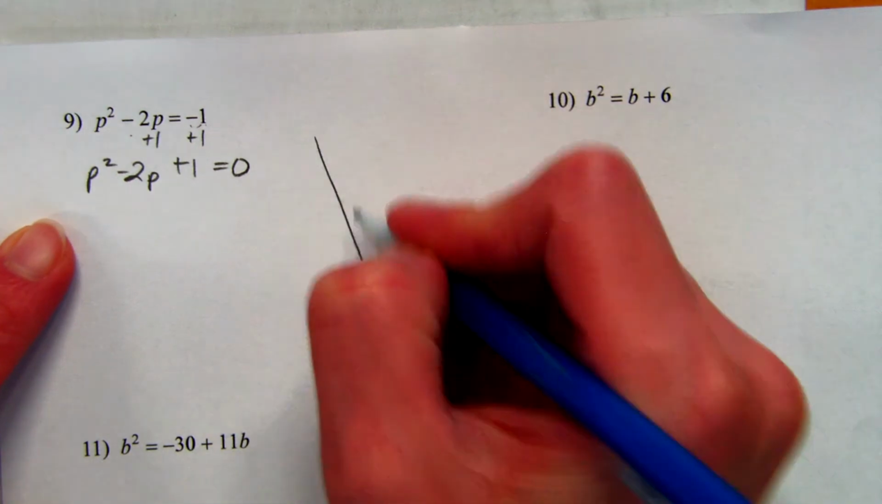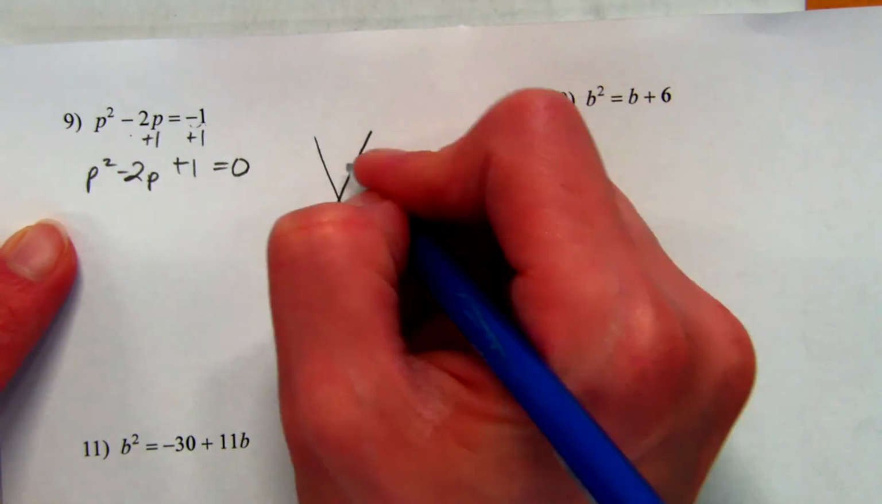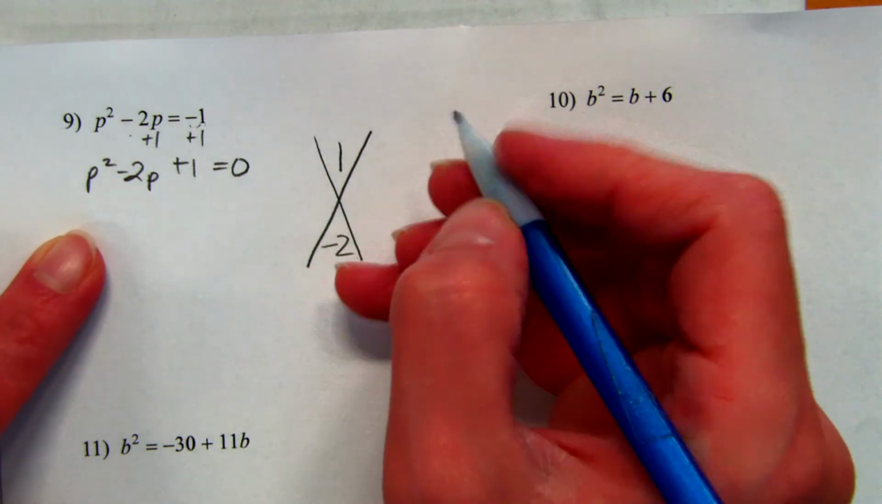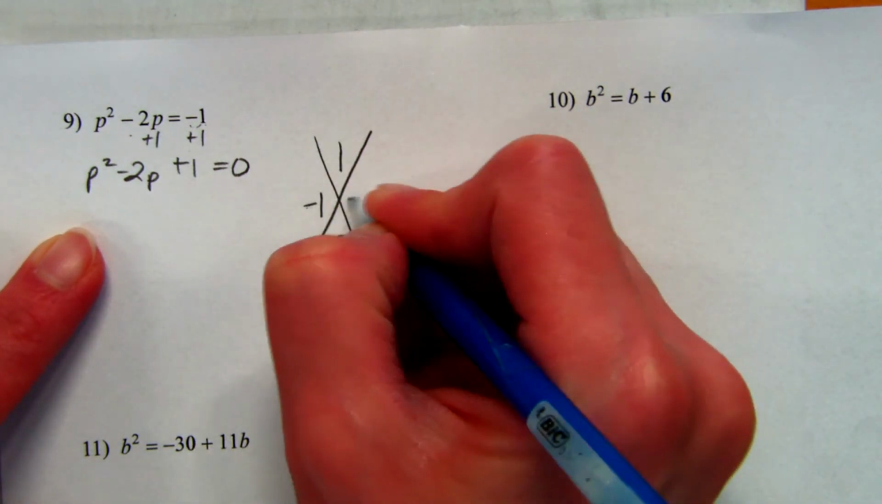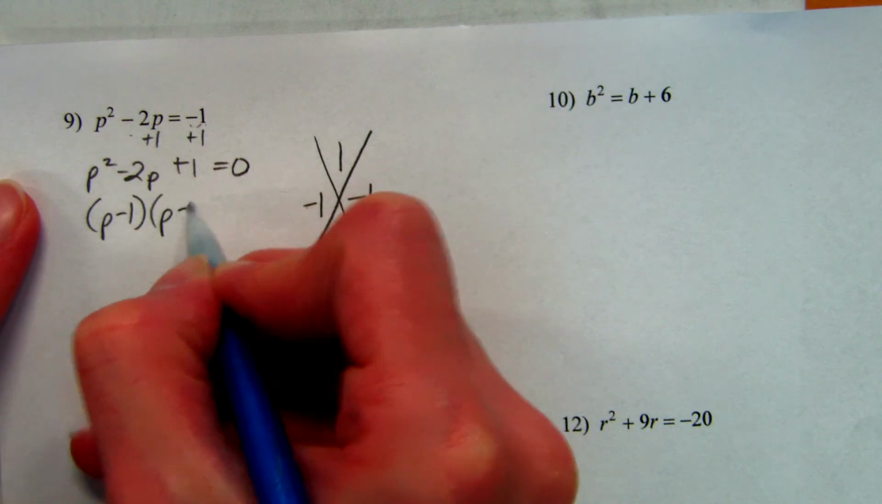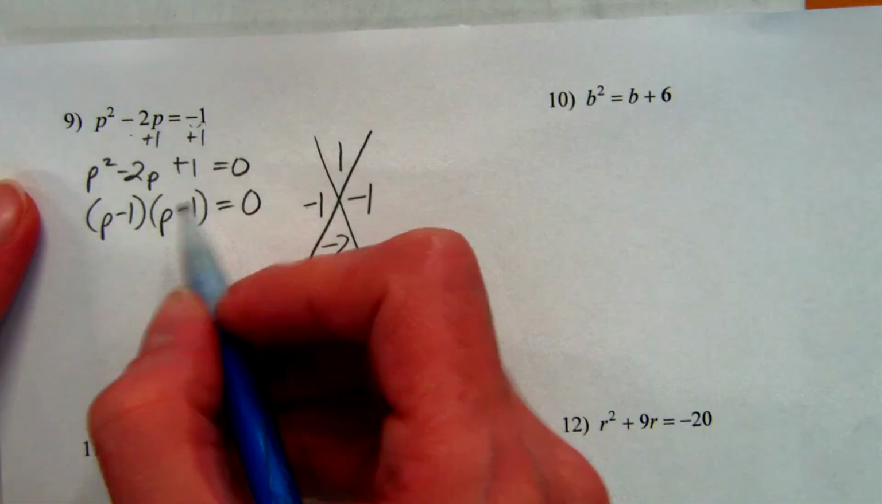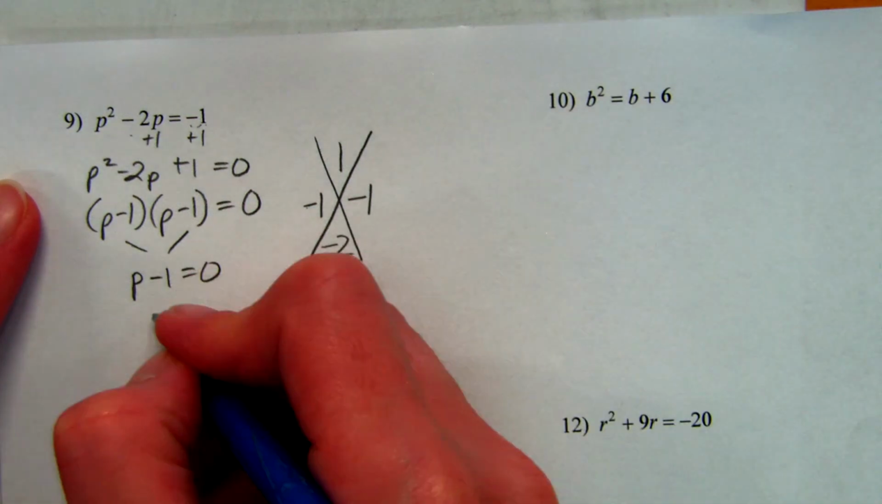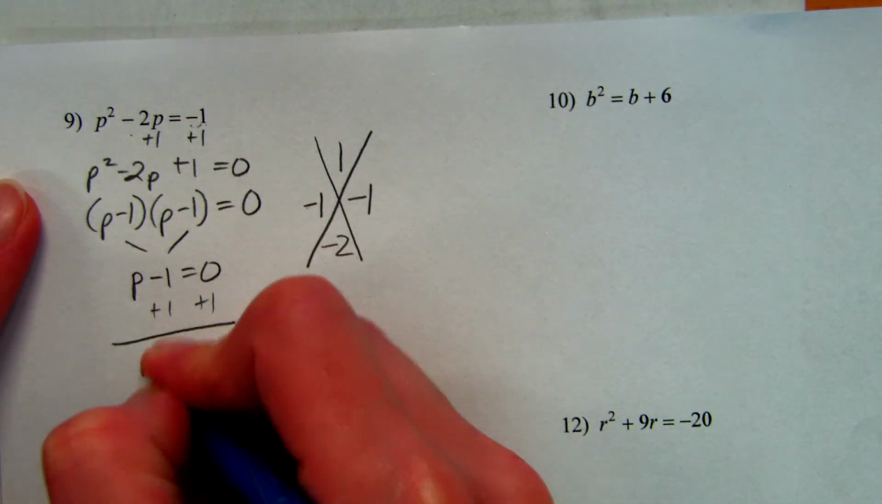So this is one of the ones you could factor with the x. So multiply to make 1 and add to make -2. So that would be -1 and -1. So I'd have p minus 1 twice, or squared I should say. And so we're only going to solve that once. So p minus 1 equals 0. If you add 1, you end up with p equals 1.